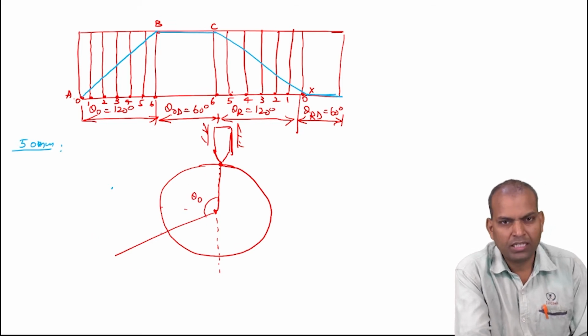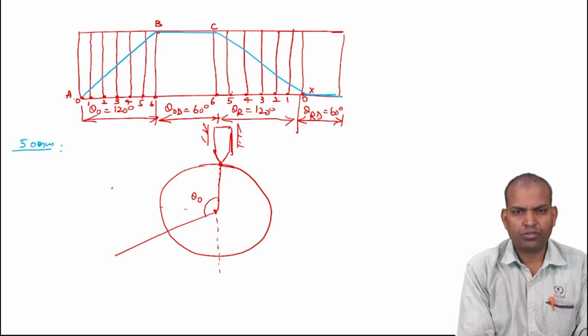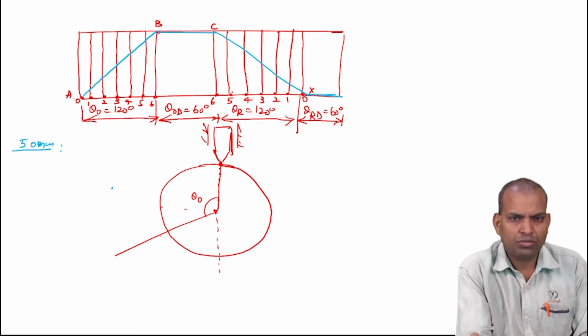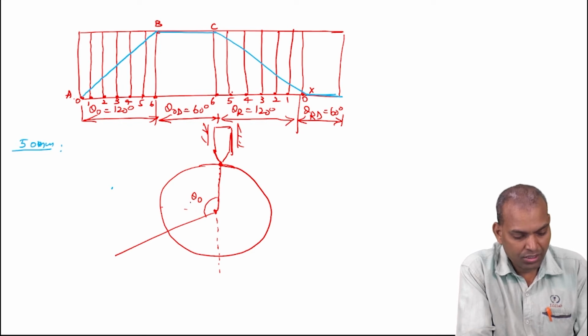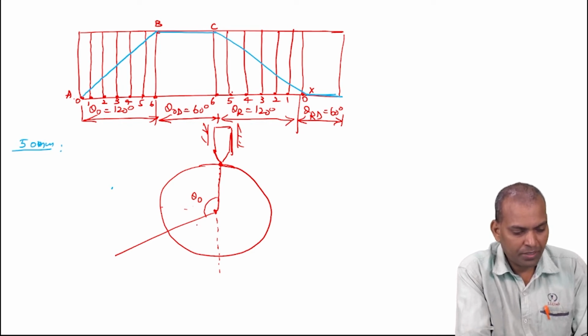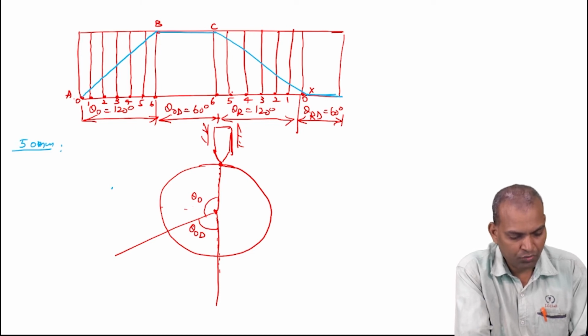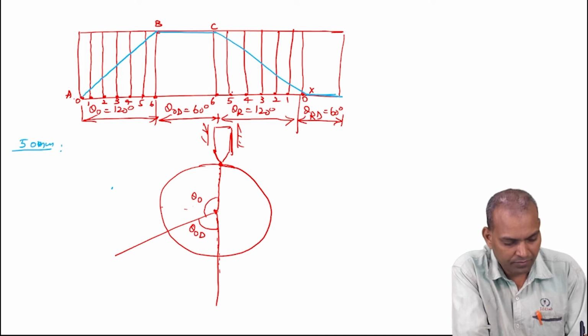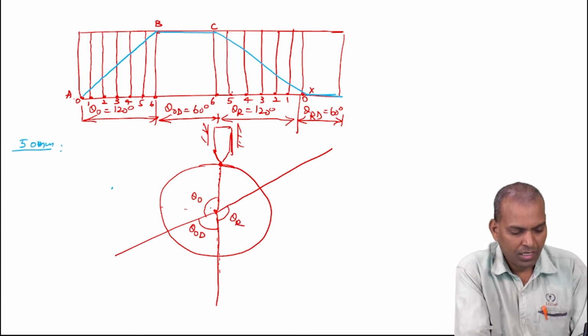Next, divide this complete circle into the outward stroke, dwell during outward stroke, the return stroke, and dwell during return stroke. Here it is 120 degrees. Next, 120 plus 60 is 180. This remaining 60 degrees is the dwell during outward stroke. Then make one more 120, that is the return stroke, 180 plus 120, that is 300. This is the return stroke, 120 degrees. The remaining angle is the dwell during return stroke.